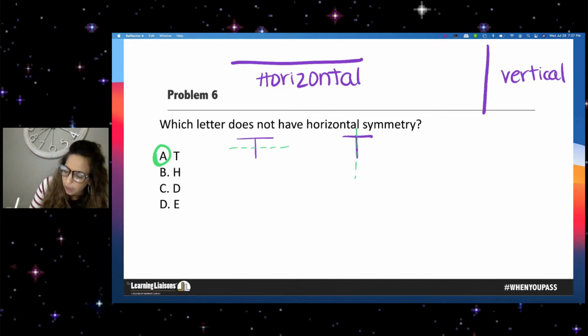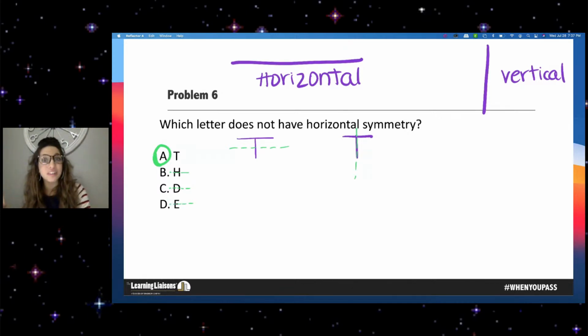H. If I cut the letter H horizontally, the top is going to look like the bottom. What about the letter D? The top looks like the bottom. And what about the letter E? The top looks like the bottom. So the letter T is the only letter that does not have horizontal symmetry. Let's talk about vertical symmetry. Which letter is the only letter that does not have vertical symmetry?